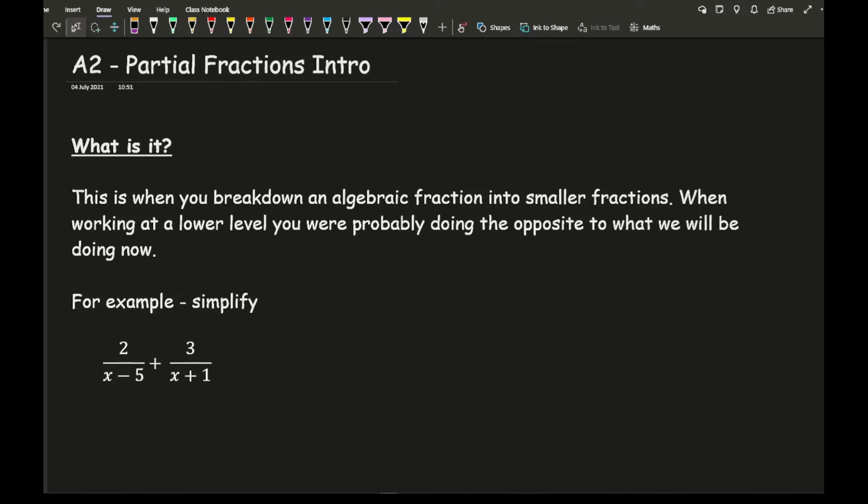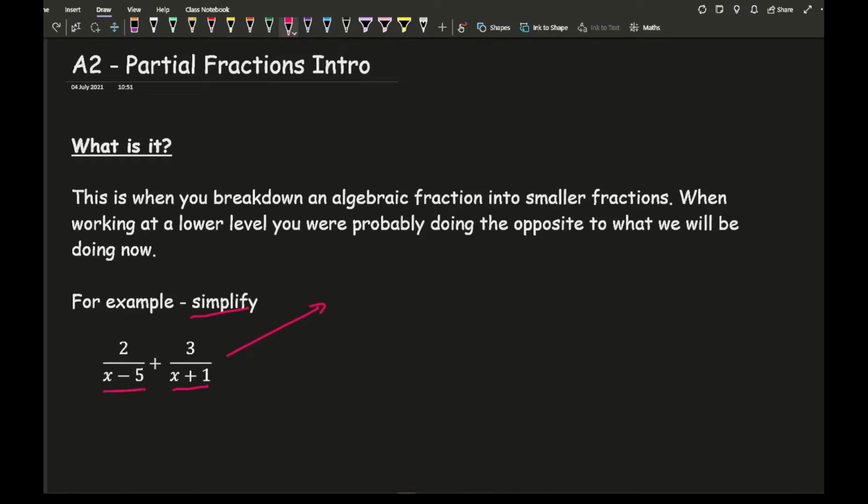Now when working at a lower level, probably higher GCSE or maybe AS level, you're probably doing the opposite of what we will be doing now. So for example, here we've got a typical algebraic question. What we've been asked to do is to simplify these two smaller fractions that have been written algebraically. So what we want to do first is multiply the first fraction by this denominator and the second fraction by this denominator, so we have common denominators and can merge the two together, because we are adding these two fractions.